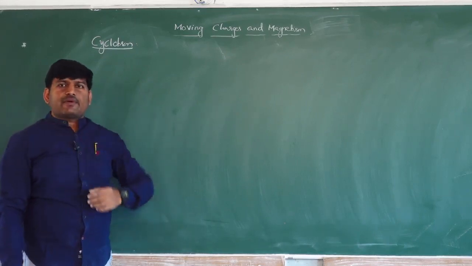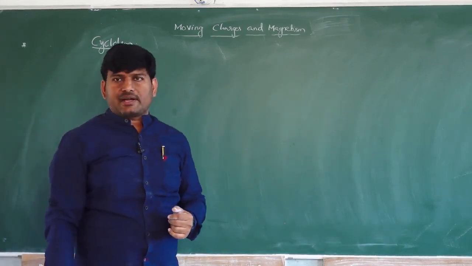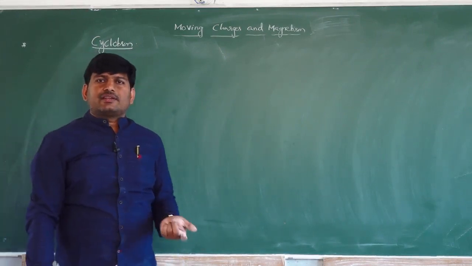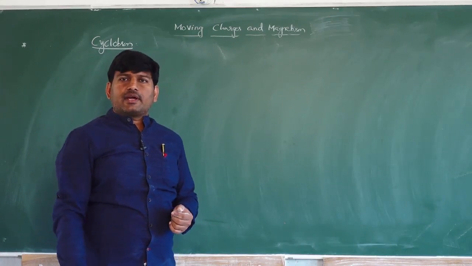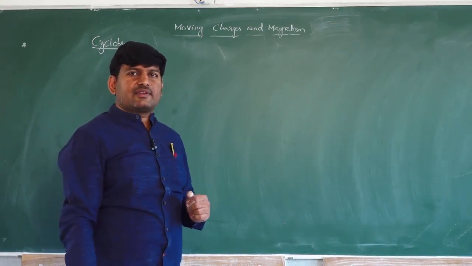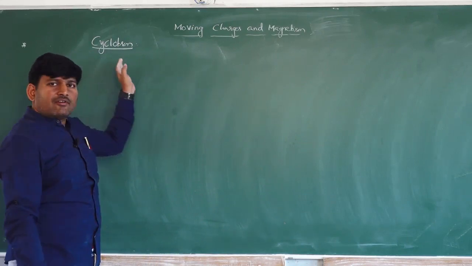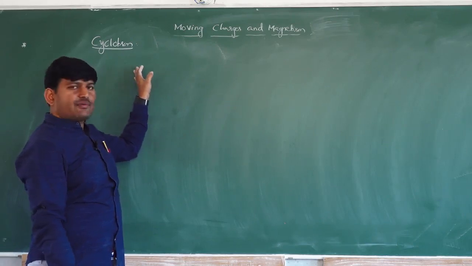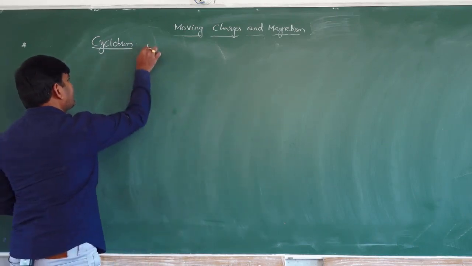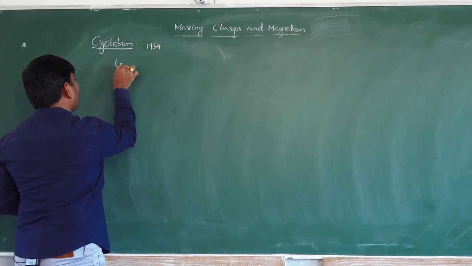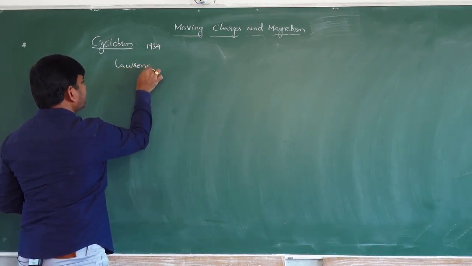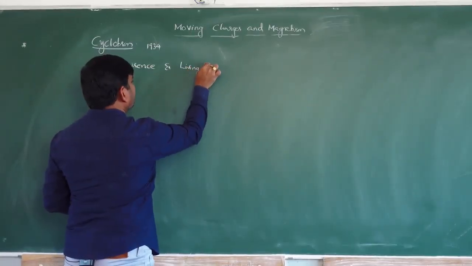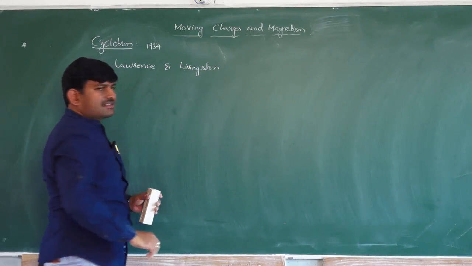The cyclotron is a device which is used to accelerate charged particles, where the accelerated charged particles will be used further in the medical field. We can use them, and in the field of nuclear physics these will be very useful. Why? Because for studying the structure of the nucleus we require accelerated charges. This is a device designed in the year 1934 by the scientists Lawrence and Livingston, the two scientists who designed this cyclotron.